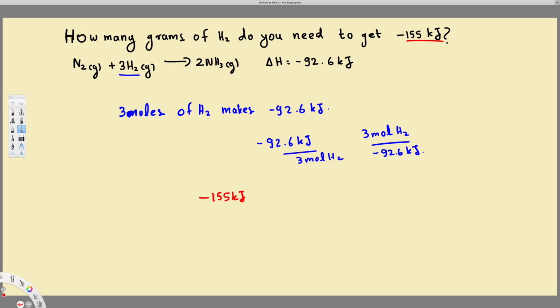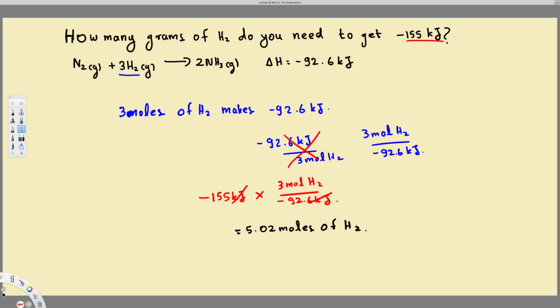If I multiply this one by this one, that's going to be kilojoules squared, and that's not going to give us the mole. But if I multiply this one by this one, the kilojoules are going to cancel, so we will get the mole, right? So let's get rid of this one, and we are going to use this one. So let's multiply by this and see what we get. 3 moles of H2 divided by negative 92.6 kilojoules, right? Here kilojoules cancel, and if you calculate this, that's going to give you the mole, and that value comes out to be 5.02 moles of H2.